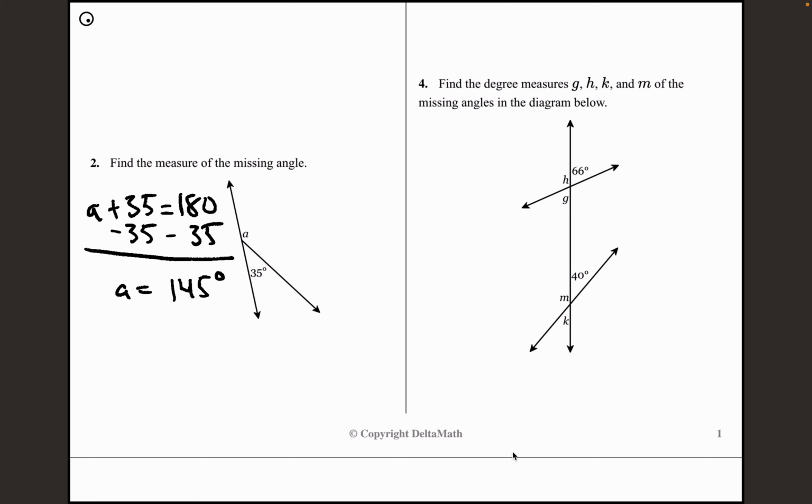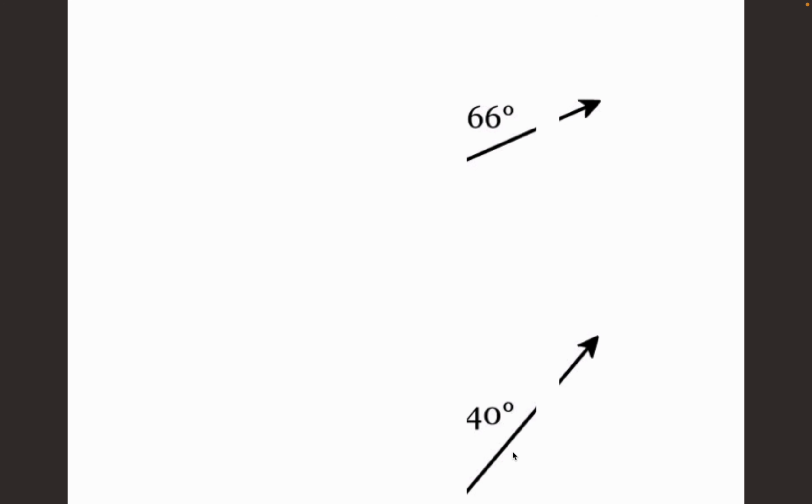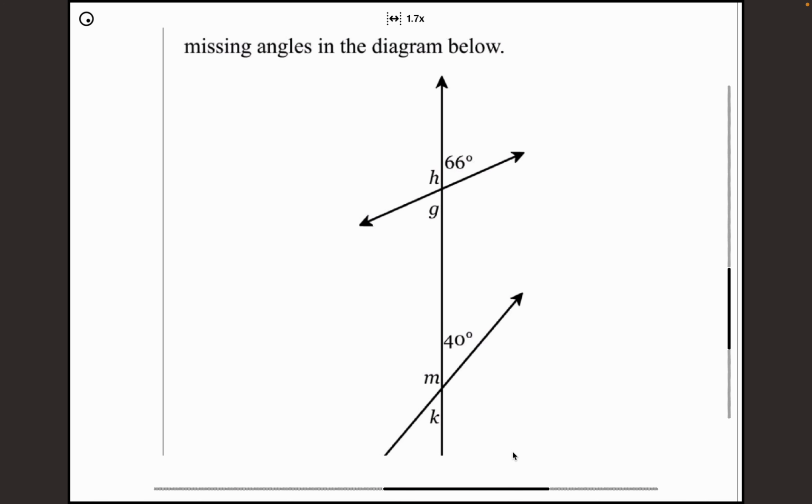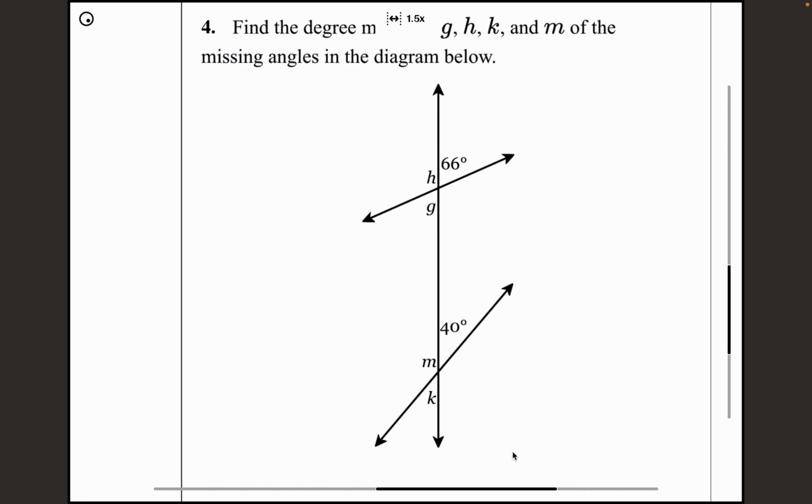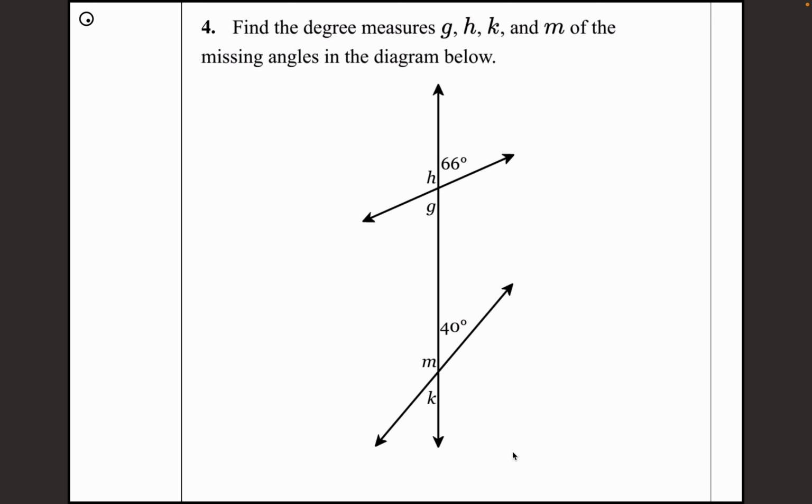Let's look at number 4. I'm going to try to zoom in the best I can. We need to find the missing angles right here. So let's go ahead and look at this. Let's start with angle H. Who can tell me how we can solve for angle H?